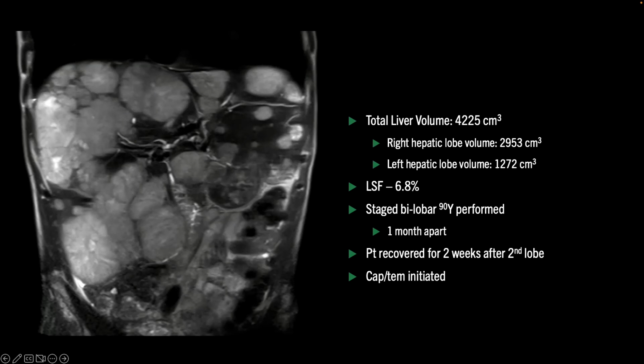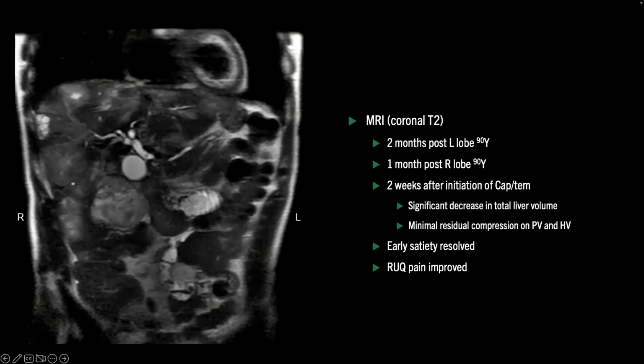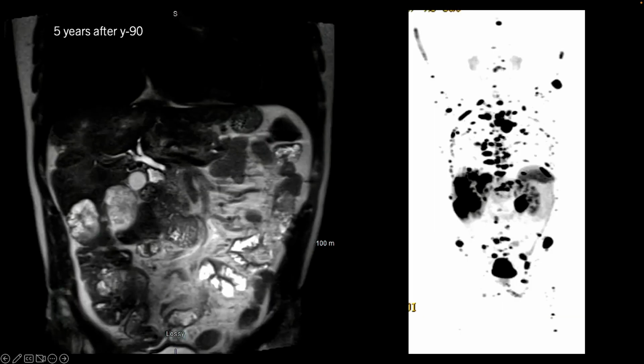We need 2 weeks in between, and we started him on Cape-Tem. This is a picture 2 months after I treated him, and you can see those target things are kind of not really able to be seen. And I just checked on him, just saw him, and this is 5 years later, okay? His liver kind of looks normal. You don't see those targets anymore.